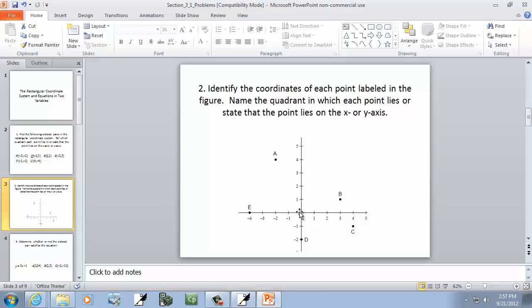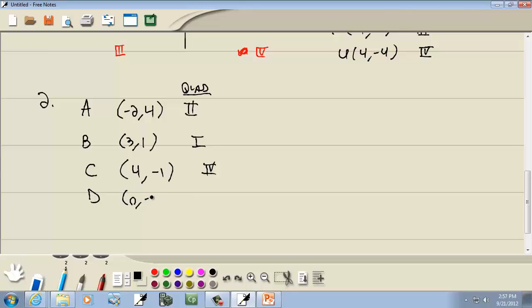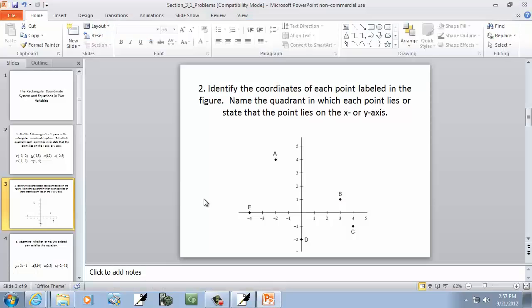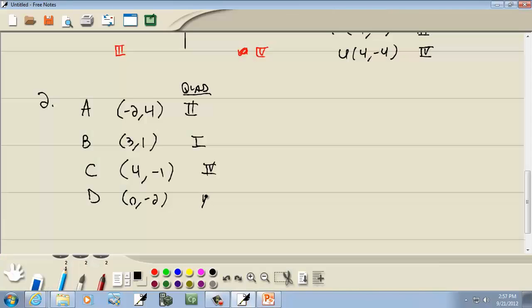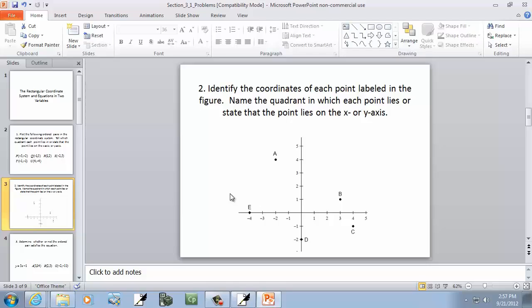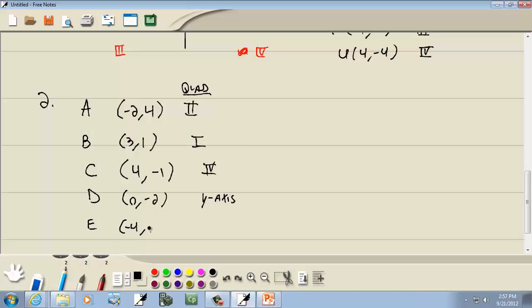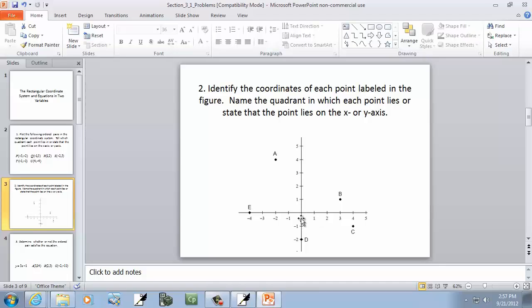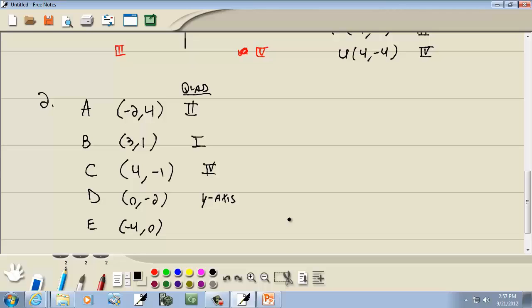Now D. Here's -1 for my x. Here's 1 for my x. Right here is 0. So x is 0, and y is -2. So 0, -2, and this falls on our y-axis. And E, if I come over here, E is at -4 for x, and y would be 0. When I say y is 0, here's y is 1, here's y is -1, so halfway in between, y is 0. Our origin is actually 0, 0, point-wise. But those will be your answers. Oh, what is this one? This is the x-axis, sorry.